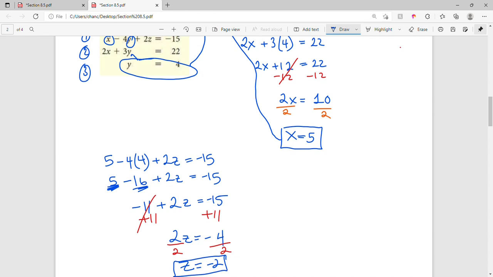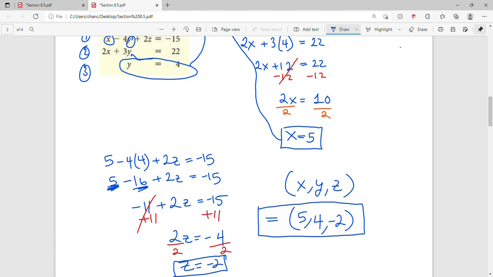And now we can write our answer. Our answer is going to be in the form x, comma, y, comma, z. And so our answer is 5, comma, 4, comma, negative 2. This is our solution for this problem.